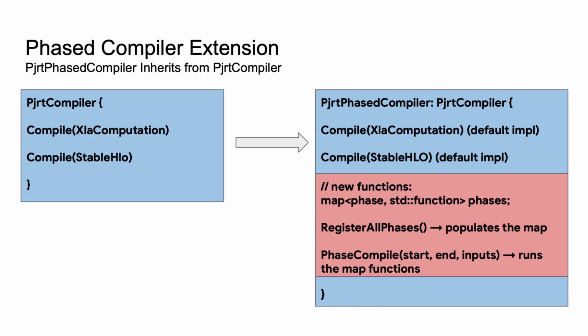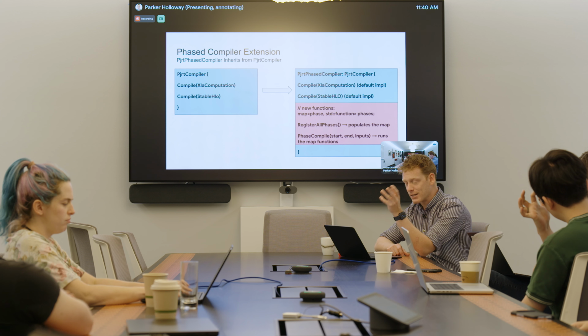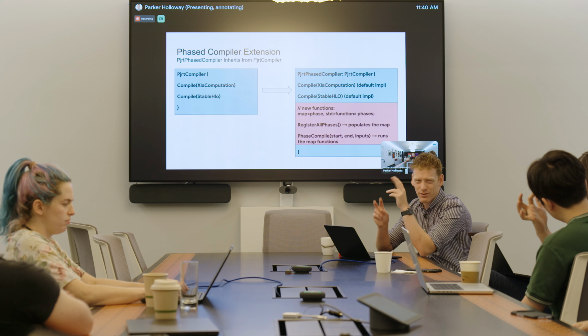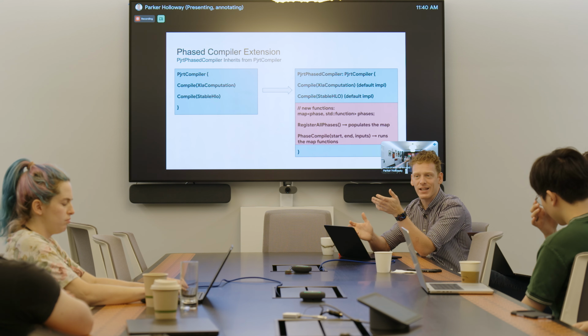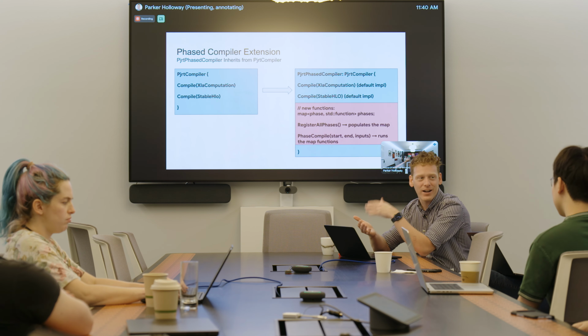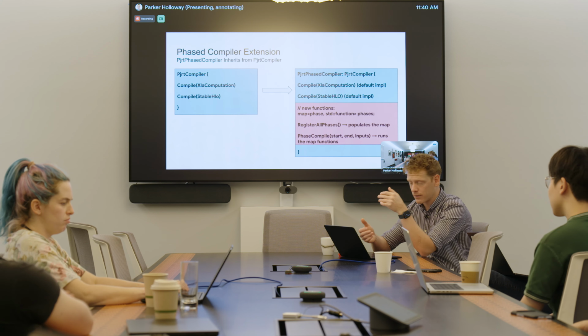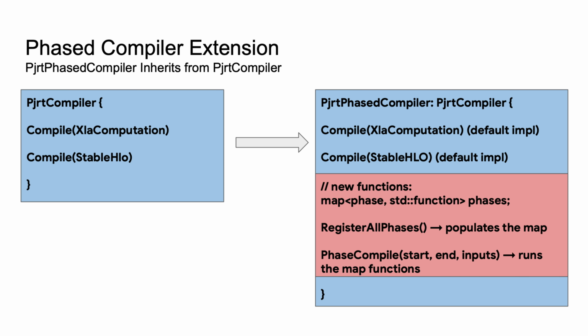We have a register all phases function, which the plugin developer needs to implement. And that register all phases call sticks all of the phases into the map, as well as the phase validation functions, which make sure that the inputs that you're providing are actually valid inputs for the phase that you're calling. Then we define phase compile.